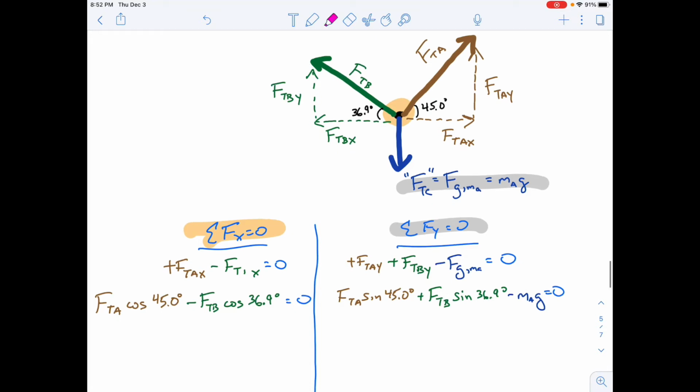Now, of course, that same kind of logic can go into the y direction, right? So instead of FTAY, well, that's this. Again, I'm most interested in the hypotenuse. I'm looking for that overall tension, and I know the angle. Well, that's opposite over hypotenuse. That's sine. Same thing here.